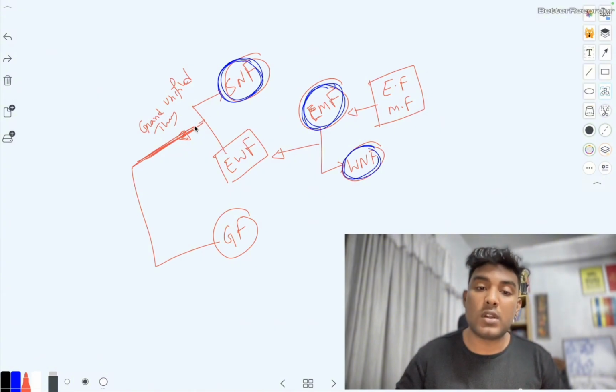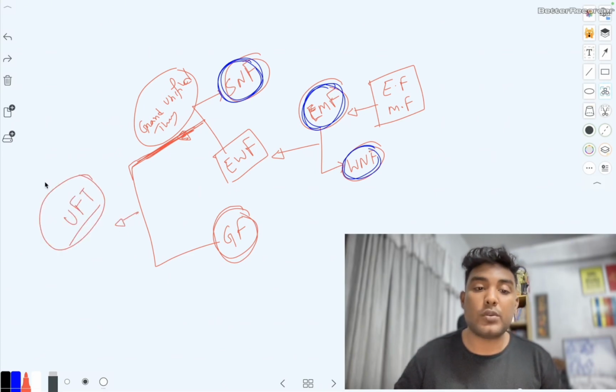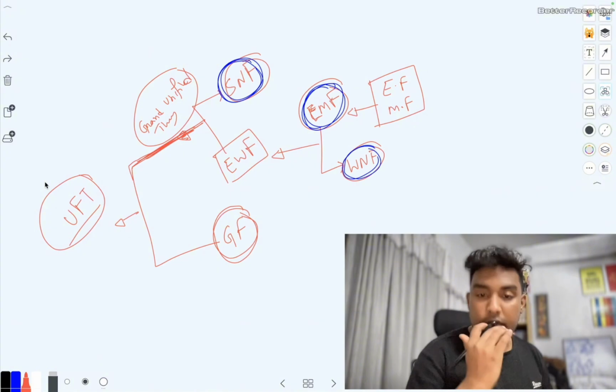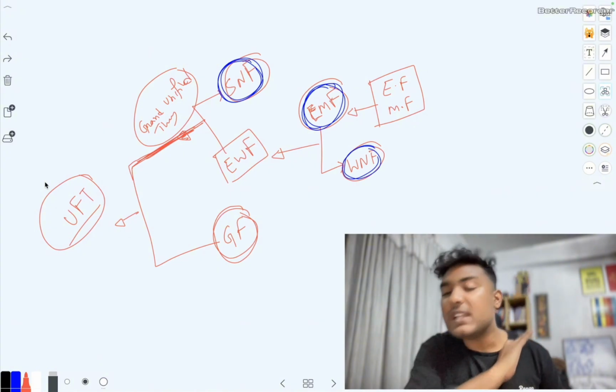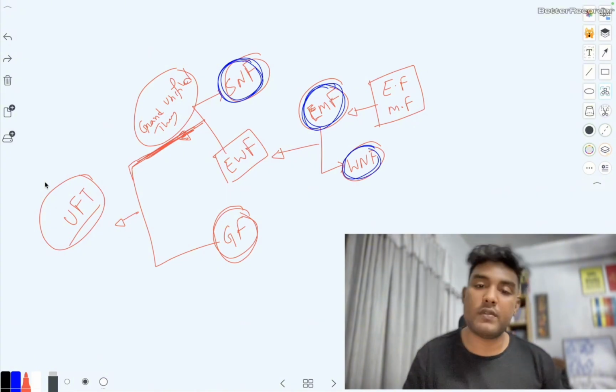So if we could combine the grand unified theory with the gravitational force, we are going to have the unified field theory, which will be called the theory of everything, which will describe each and everything, every single question in this entire universe.